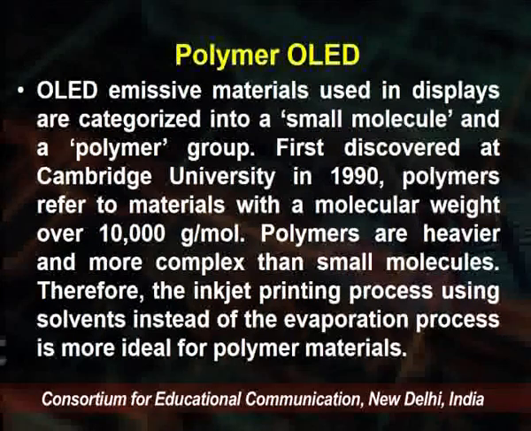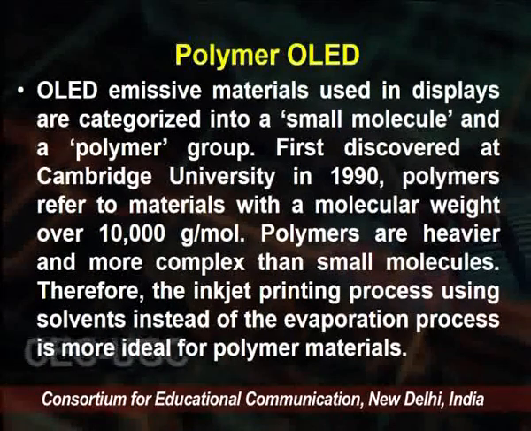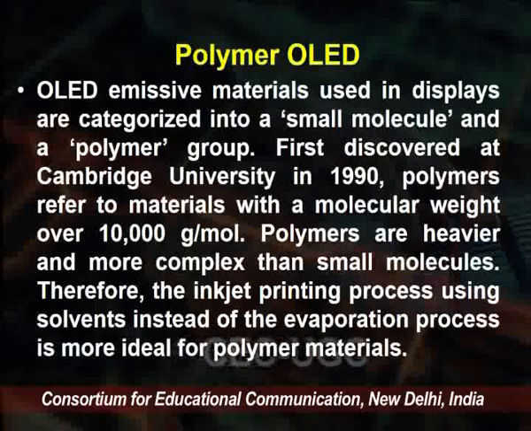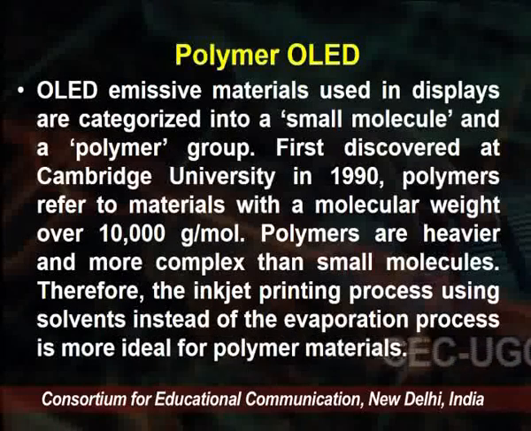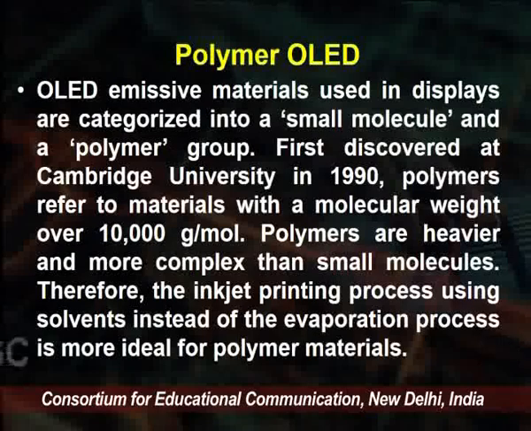Next is the polymer OLED, where we use polymer for the construction of the OLED. OLED emissive materials used in displays are categorized into two forms. First is the small molecule and second is the polymer group. The polymer was first discovered by Cambridge University in 1990. Polymer refers to material with a molecular weight over 10,000 grams per mole. Polymers are heavier and more complex than small molecules.